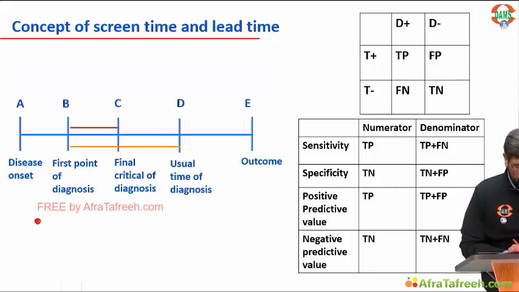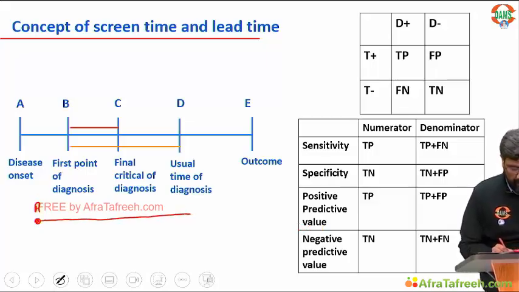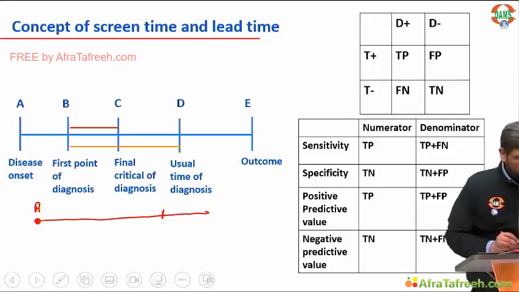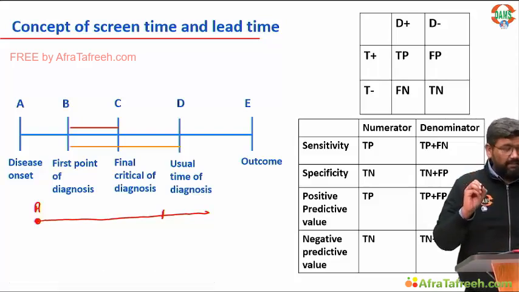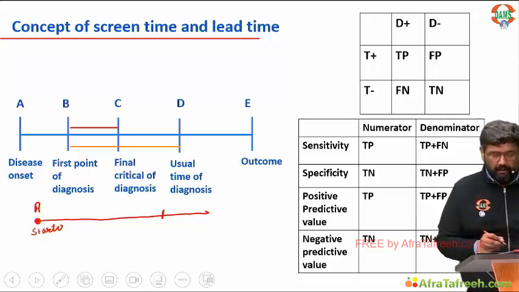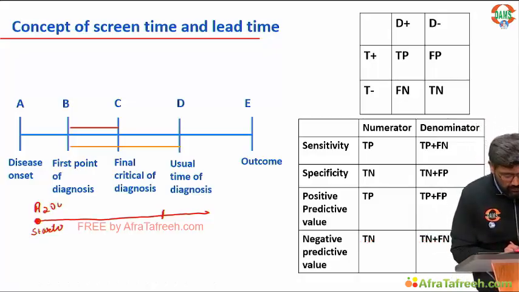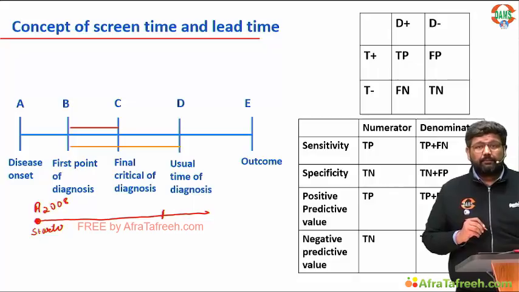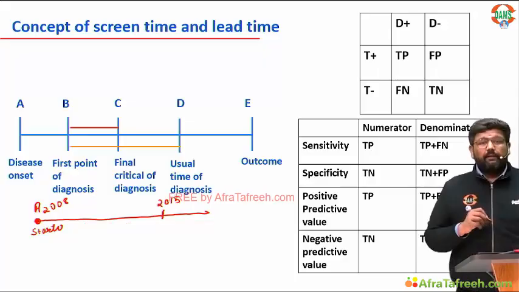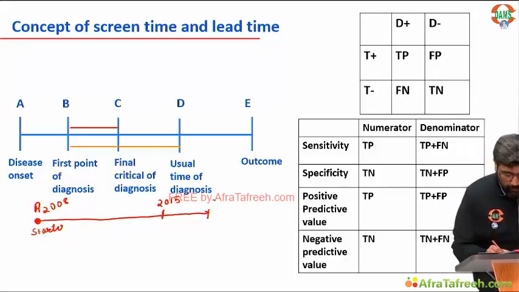Suppose this is patient A, and this patient A developed. Okay, guys, I'm giving you lead time example. The disease started here. So the patient started breast cancer at point A. In 2008, the patient developed breast cancer. In 2015, she came to OPD with the lump, and in 2020, she died.